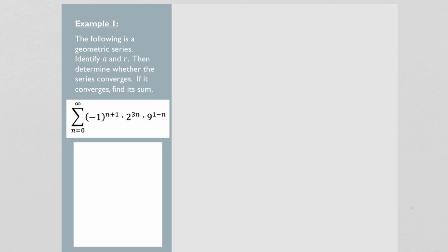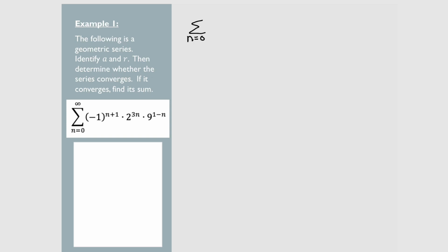That is, the following is a geometric series. Let's identify A and R, and then determine whether the series converges. If it converges, find its sum. Okay, so now let's take a closer look at this geometric series. I'm going to write it out like I did in class. You know how I like to simplify things a little bit?